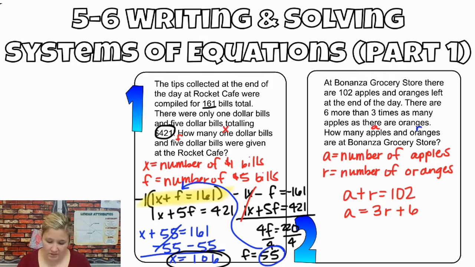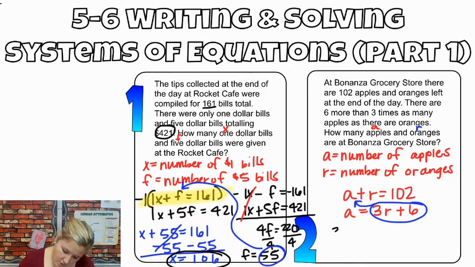So here you can do a substitution. I think that's the easiest. So I'm going to replace A with 3R plus 6 right here. There's no variable out in front of A, so that made it kind of easy. So I'm going to have 3R plus 6 plus R equals 102. And from here, I'm just going to solve.